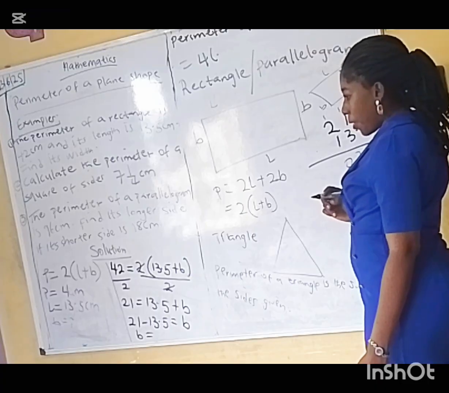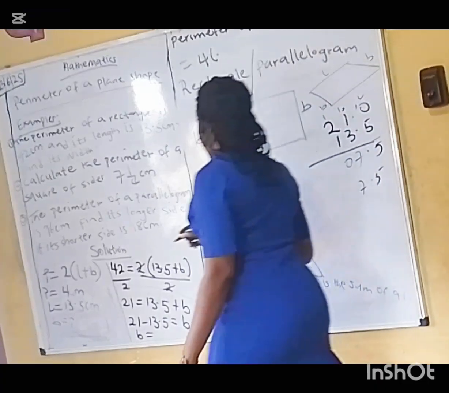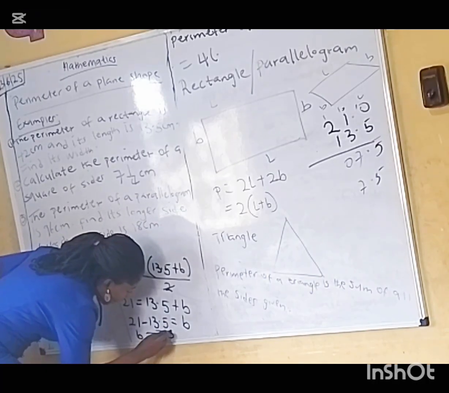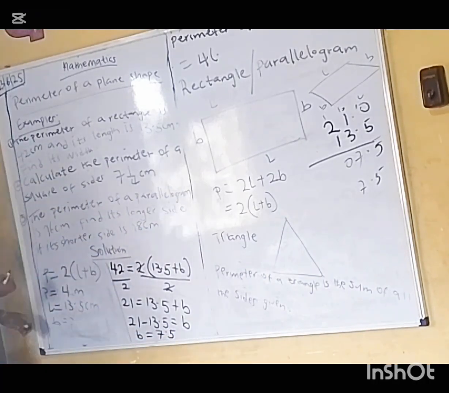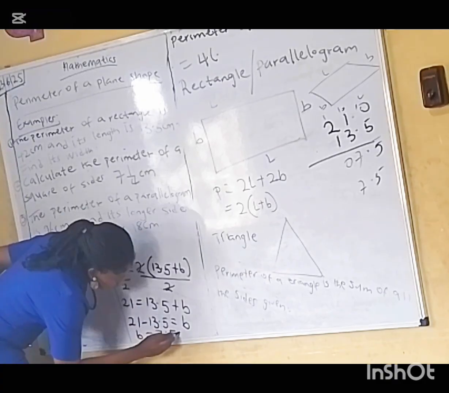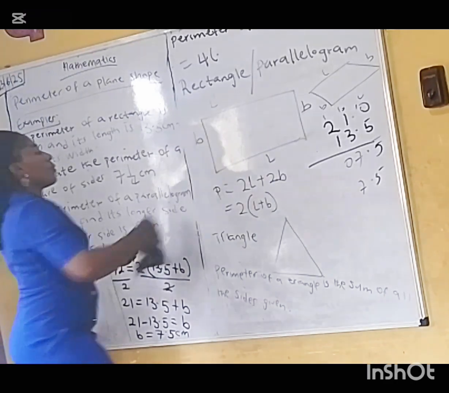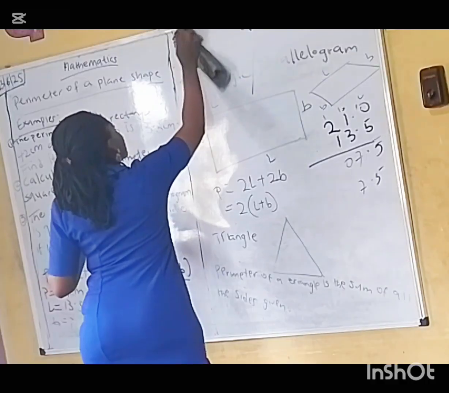Is it clear? So the breadth here is 7.5 what? What are we working with? Centimeter, right? Is it clear? Let's do the next one. Can I clean them?